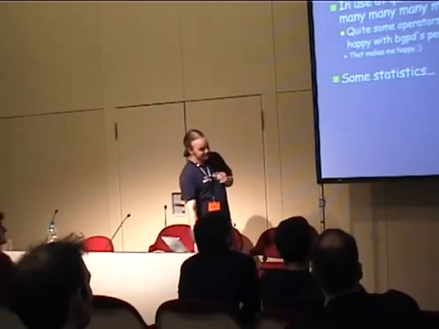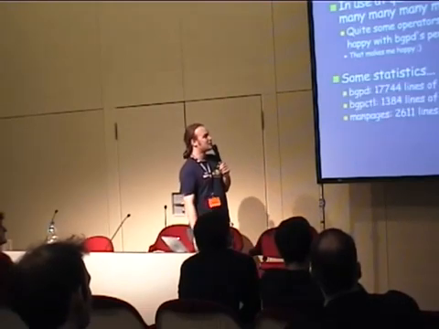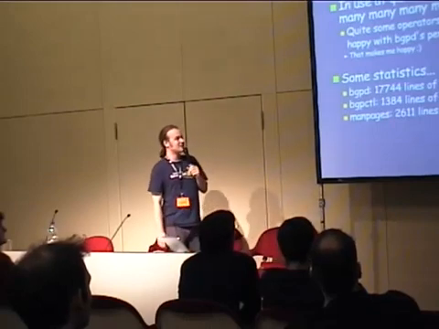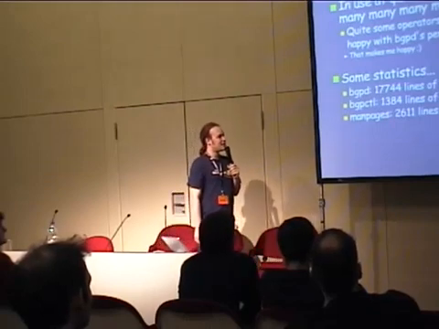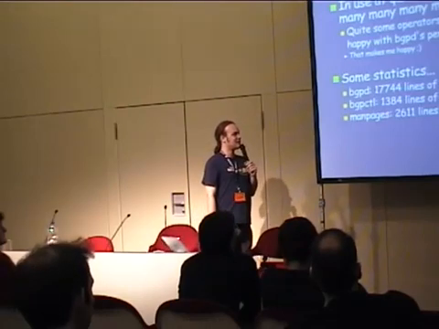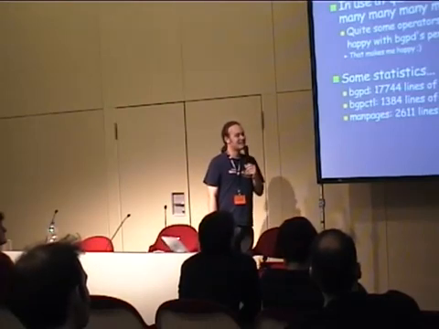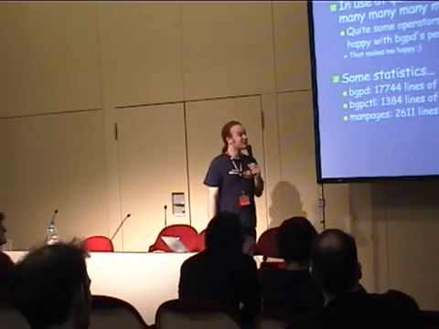Some statistics for bgpd. bgpd itself is close to 18,000 lines of code, with like 1,400 lines of code for BGP control, and yeah, we have man pages. It's another 2,500 lines.